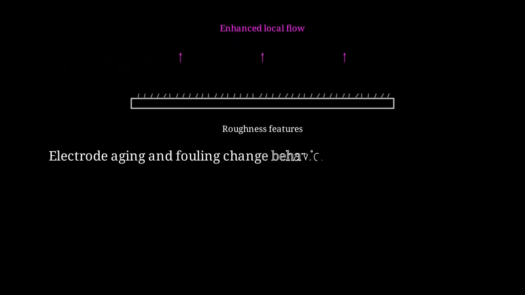Electrodes age over time. Oxidation layers form. Proteins or particles adsorb. The effective surface properties change. An ACEO flow that worked perfectly yesterday may fail today because the electrode surface has changed.